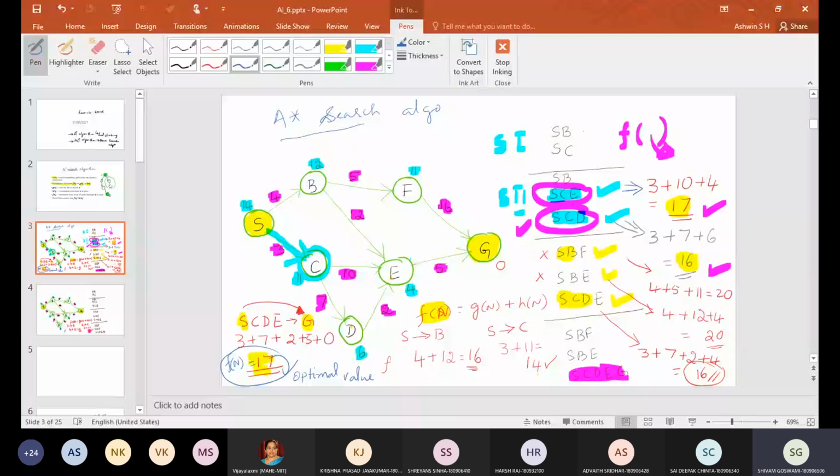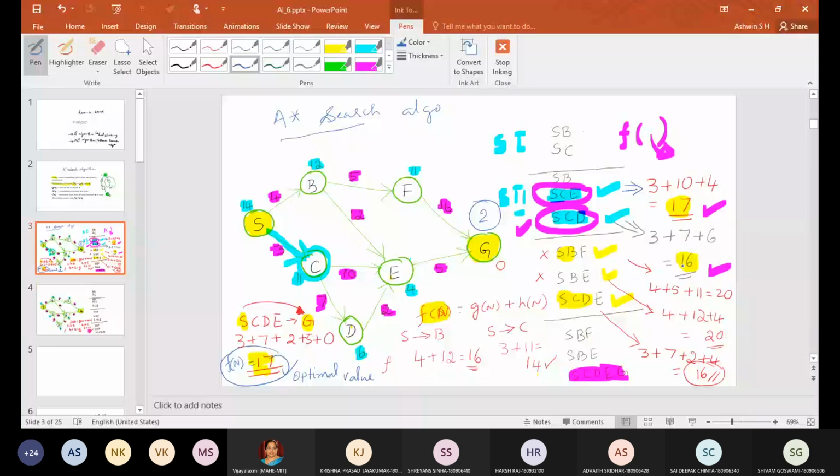Ma'am, why did the algorithm not consider SCEG? Yes, ma'am. See, what happens is SC is the path we have got here, after expanding. In the second step, you have got the function value 17. So 17 is not the optimum value at that particular state or step. Out of them, 16 was optimal.